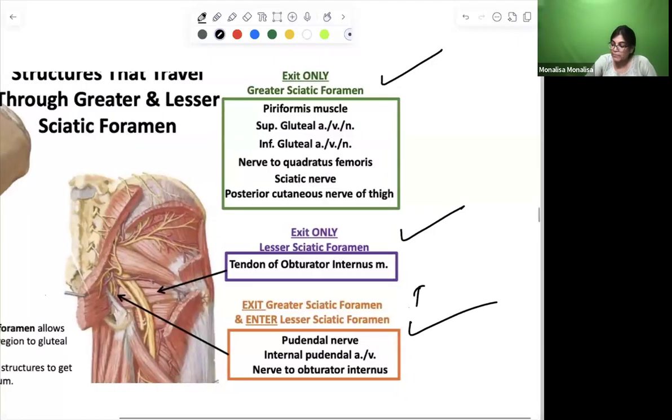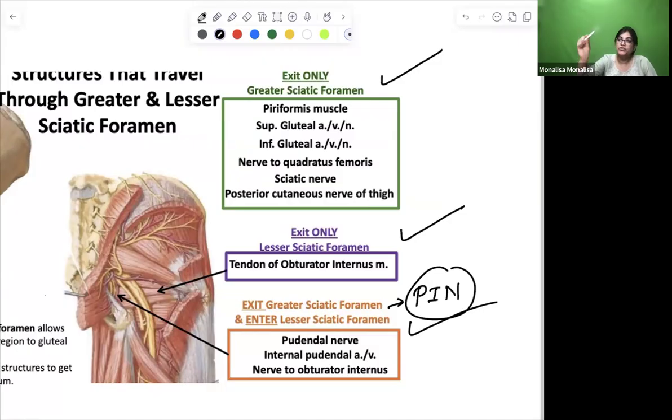We have got PIN. PIN means pin structure. P for pudendal nerve, I for internal pudendal vessels, and N for nerve to obturator internus. These are three structures which will pass from the greater sciatic foramen and then come to the lesser sciatic foramen. All these boxes are asked in examination. Why do I want everybody to go through these boxes? Because I'm concentrating on the examination. I know this is a quick recapitulation of important topics. So you have to go through these boxes, which tell you all the structures passing through the greater sciatic foramen, the lesser sciatic foramen, and those passing through the greater and reaching the lesser sciatic foramen.